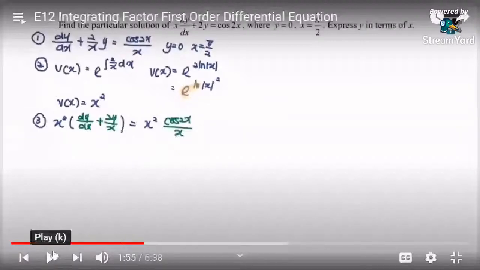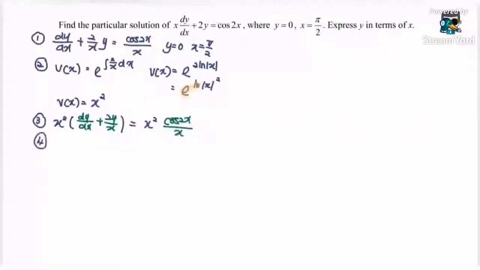Step number 4, simplify the situation and we will have d dx multiplied with x squared y equals to x cos 2x. Step number 5, kindly integrate the situation with respect to x.